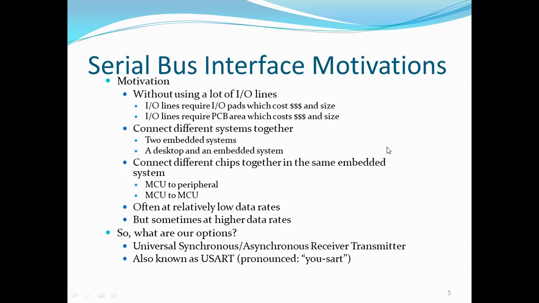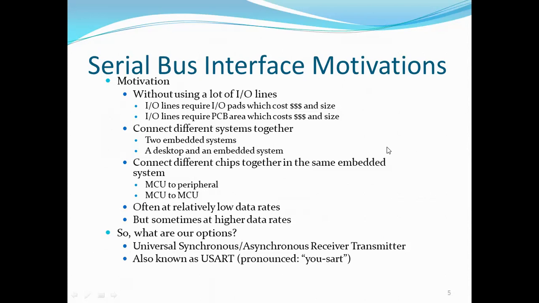Why was the serial bus communication started? Because IO lines require IO pads with cost and size. Without using a lot of IO lines, serial communication is done to connect different systems together. Two embedded systems can be connected together. That means it is able to connect different systems at the same time.